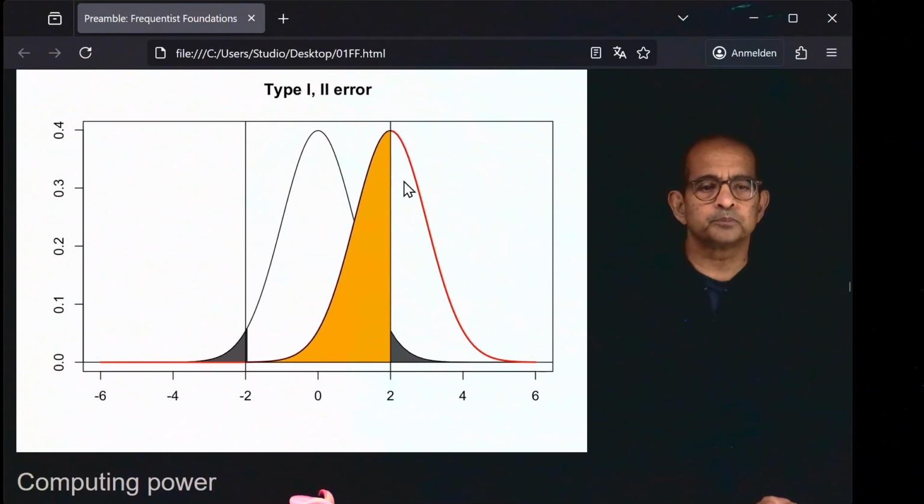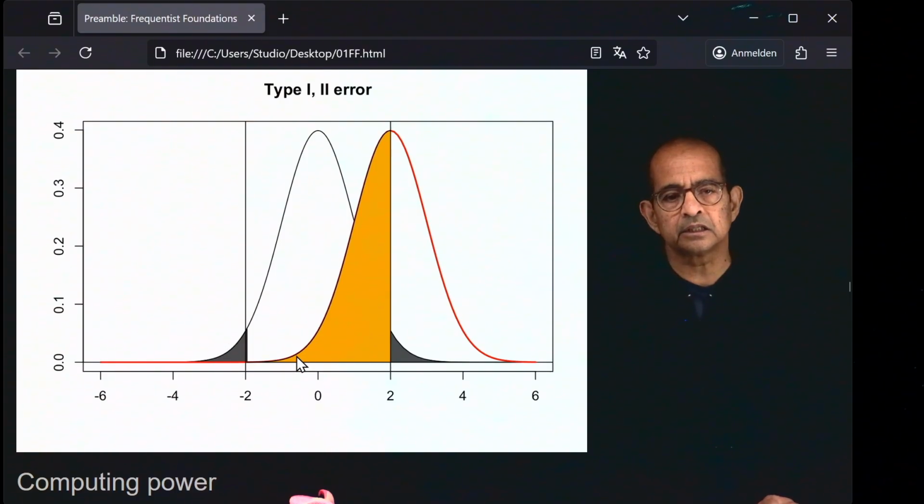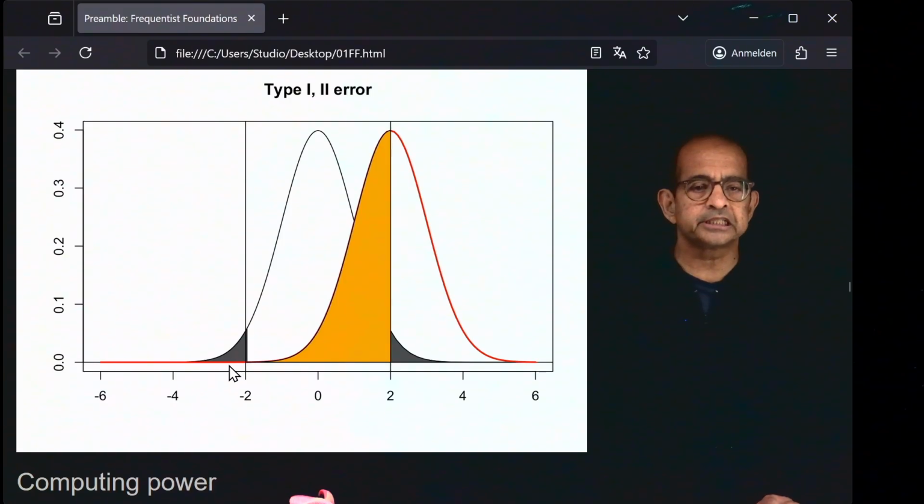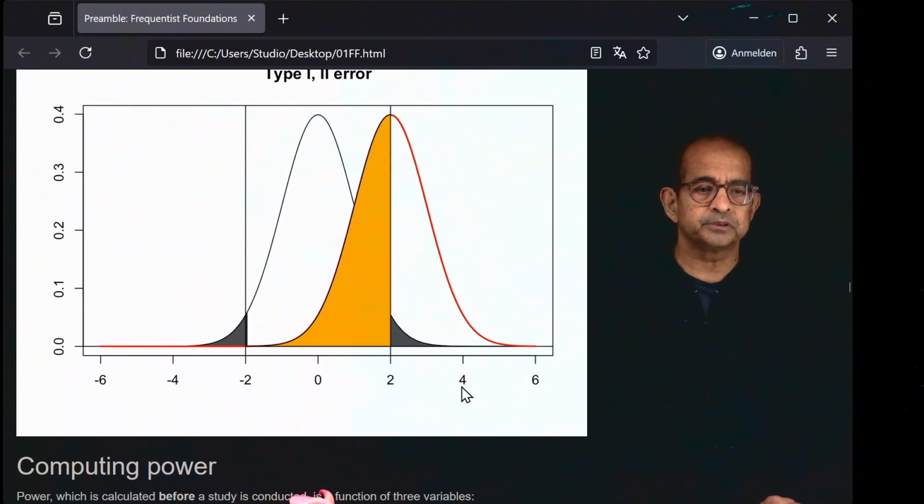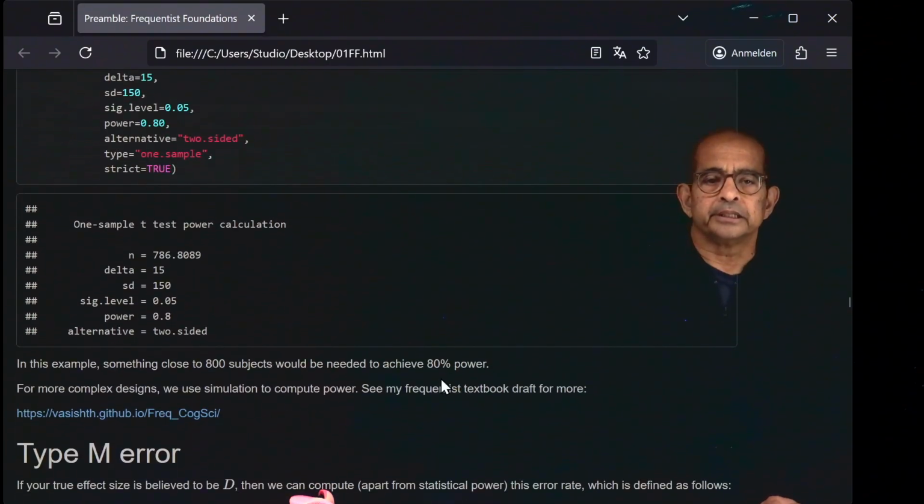both locations. So power will be the area under this curve, the red curve here to the right of the rejection point here, and the area under the red curve to the left of this rejection point. So the strict equal to true means that I'm going to calculate both those areas and sum them up, right? Okay, so where was I?